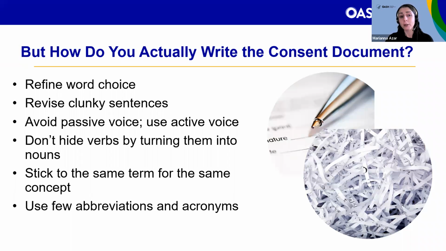Throughout your consent document, you also need to stick to the same term for the same concept. So if you're going to be describing a survey, stick to the word survey, rather than also refer to it as a questionnaire, a screening tool, or whatever other word you can think of. If a survey is a survey, refer to it as a survey throughout the entire document. Finally, use as few abbreviations and acronyms as you can, because abbreviations and acronyms are confusing and they're overwhelming and they're very difficult to keep track of.